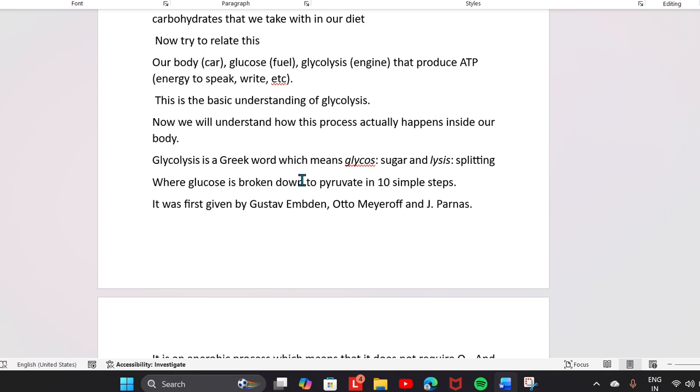Glycolysis is a Greek word, where glycos means sugar and lysis means splitting, which stands for the splitting of glucose molecules. So we can say glycolysis is a process in which glucose is broken down into pyruvate in 10 simple steps, and it was given by Embden, Otto Meyerhof, and J. Parnas. Okay, now we'll see the steps.